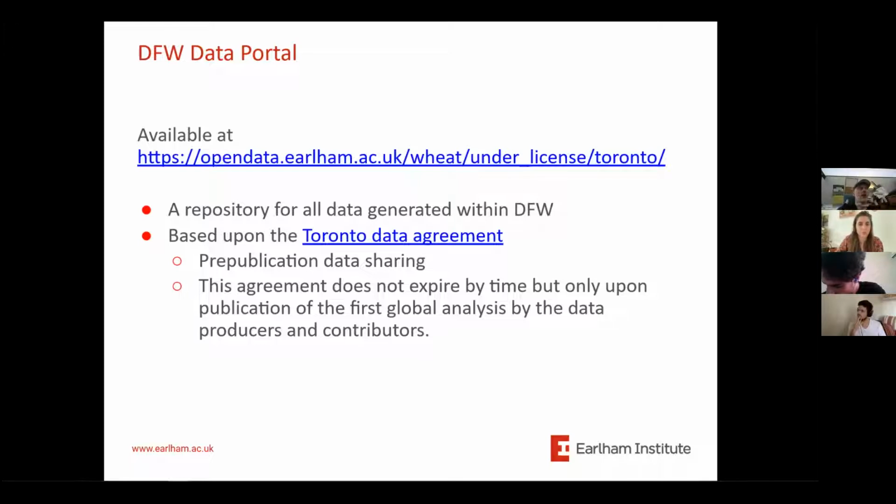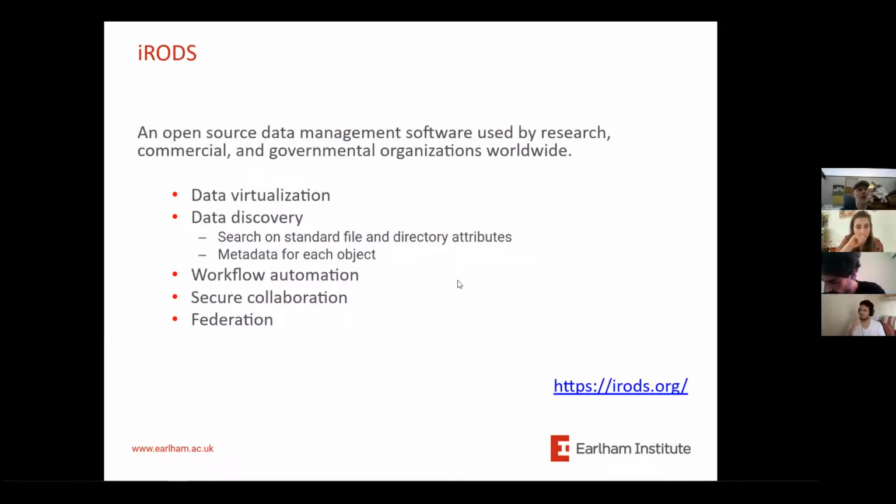So the idea being that other groups can access it and do their work with it, but you have first right to publish, so they can't publish until the original authors have. So that's a really good license for doing that.